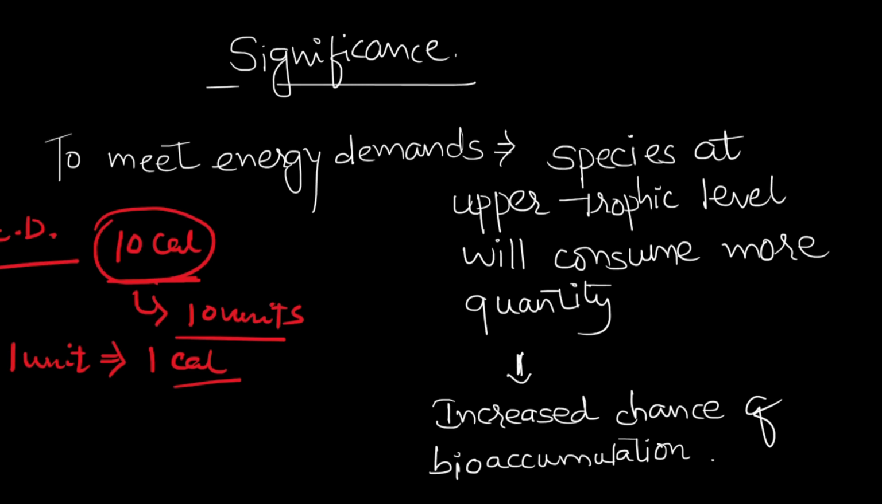Now species at the upper trophic level will consume more quantity, as we saw in this example, so as to satisfy the energy demand it has. Okay, so what it does is it in turn increases the chance of bioaccumulation. Now, what is bioaccumulation? For you to get a simple idea, we'll see this in the next videos in greater depth. Bioaccumulation is the entering of pollutant into the food chain. Okay, so that is bioaccumulation. So as more quantity is consumed at the upper trophic level, there is more chance of bioaccumulation.